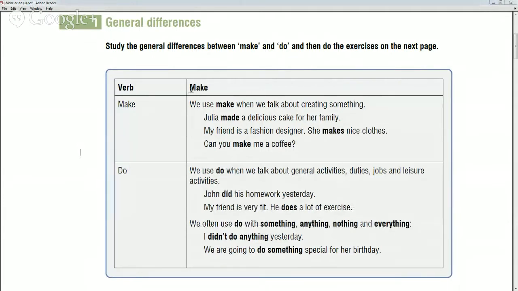So they're both verbs, okay? For make, we use make when we talk about creating something. Can you read the first sentence, Perla? Julia made a delicious cake for her family. Okay. Do you ever make cakes?